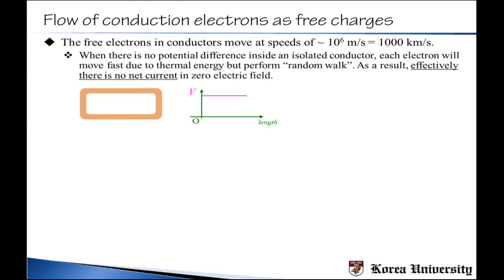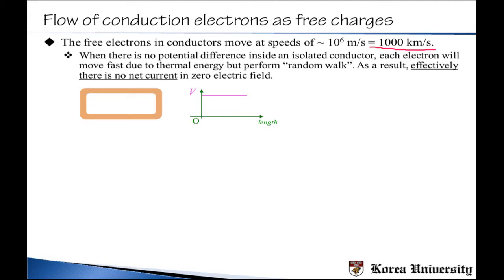Well, in the simulated experiment, it looked like the electrons were not moving very fast, right? But in fact, free electrons in conductors can move very fast. The speed at which they are moving is approximately 1,000 kilometers per second. It's very fast, right? But the reason why the simulation showed as if the electrons are not moving very fast is the following.